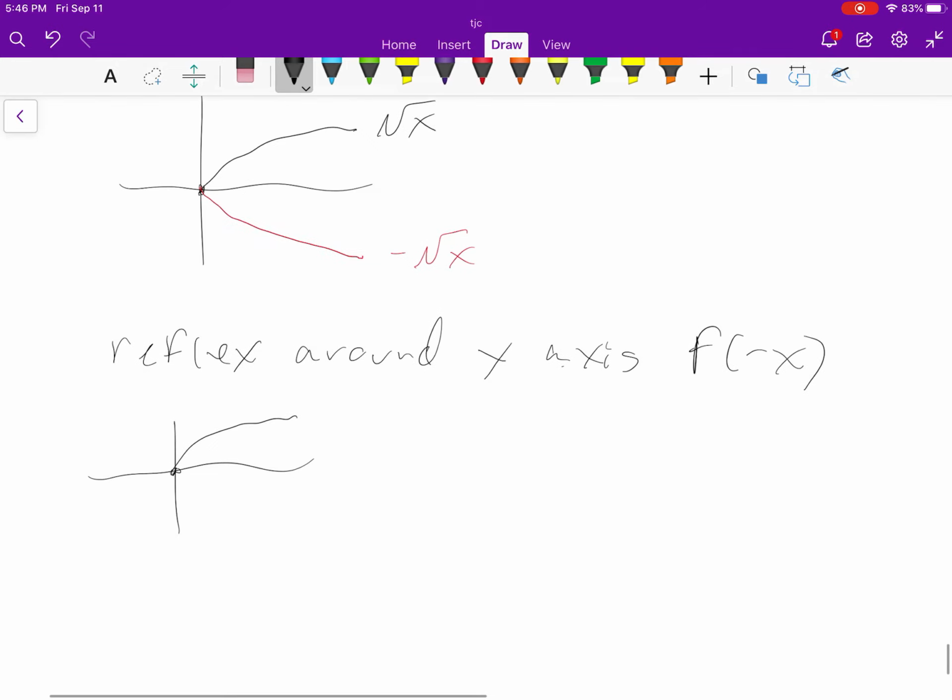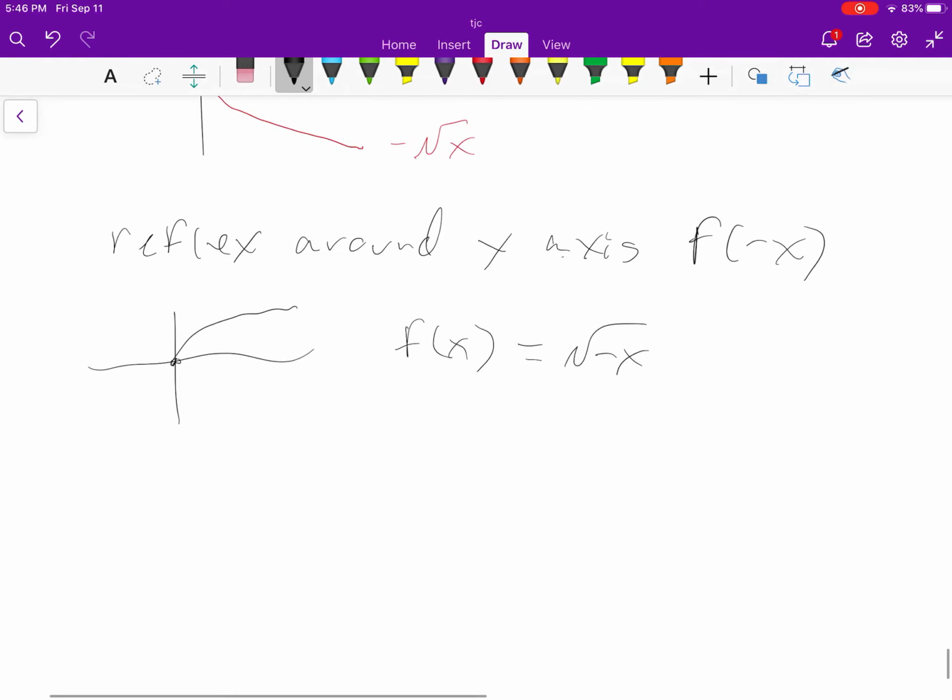Okay, so if we wanted to reflect this guy here with respect to the y-axis, what we do is we put the negative on the inside, and this would be f of x equals square root of negative x, which will then reflect the original one to the left. It'll reflect it this way along the y-axis. So that's reflection around the y-axis.